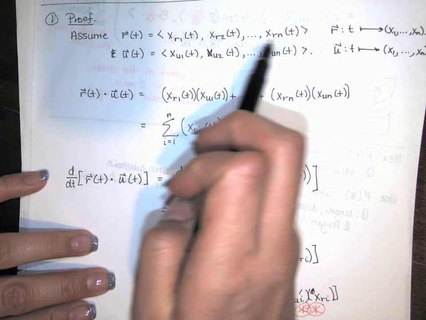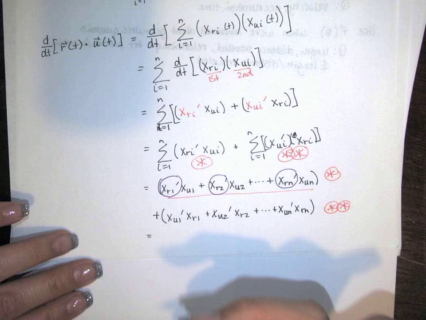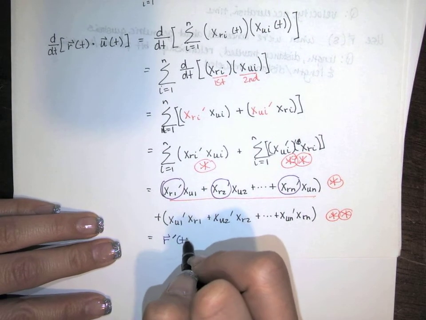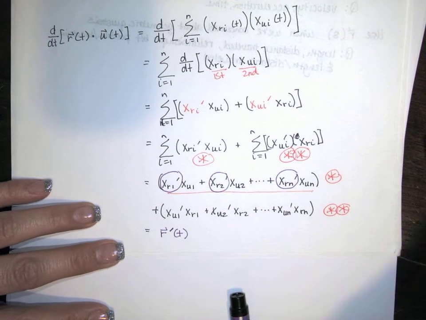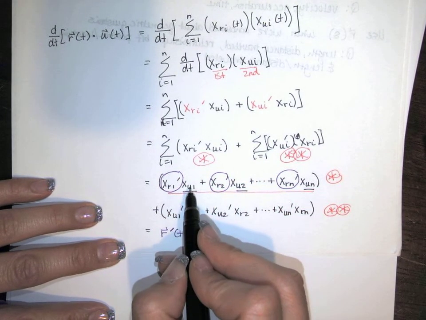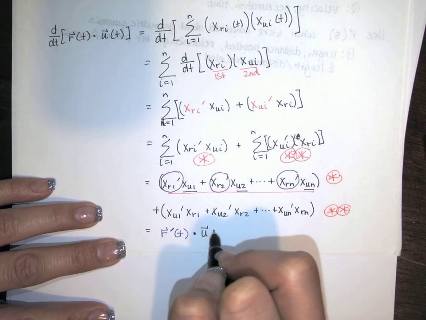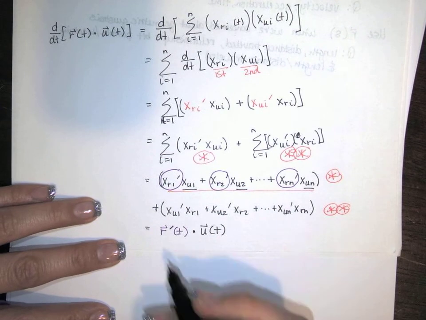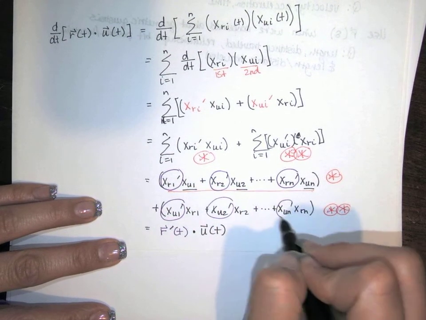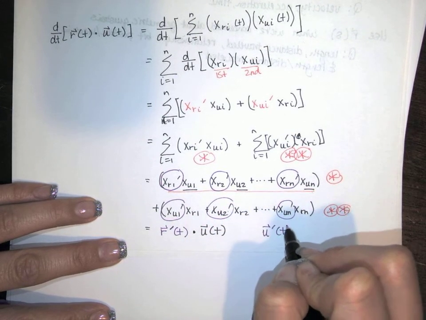Those r's told us we're looking at components of r, but we're taking their derivatives. So this is r prime, evaluated at t. And then these guys, those are the components of u. I've got u1, u2, un. So I'm taking r prime and dotting it with u of t. Over here it's similar. I've got u1 prime, u2 prime, and u sub n prime. So this is u prime of t.